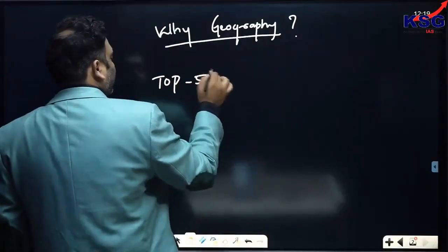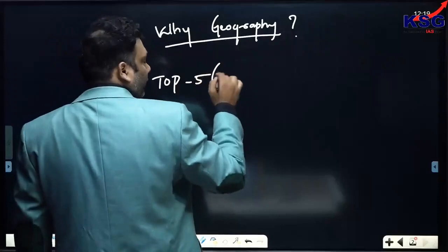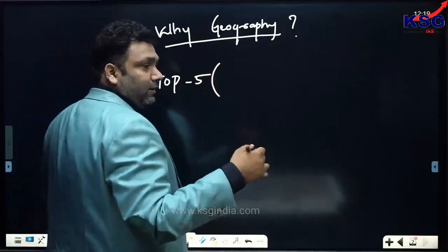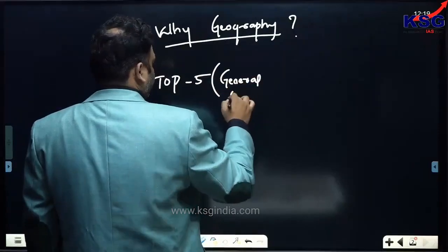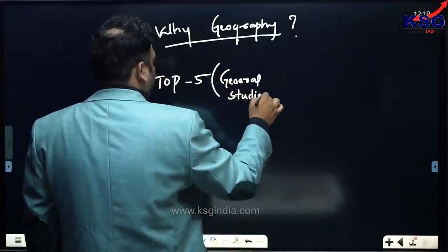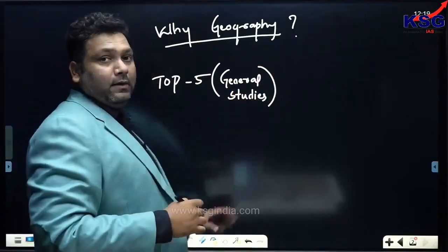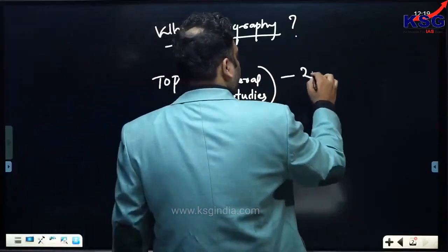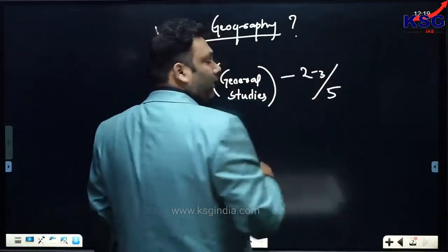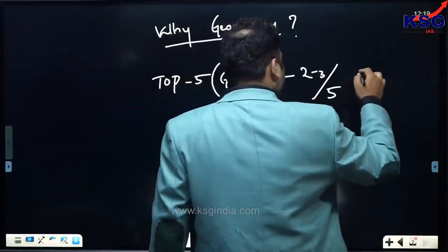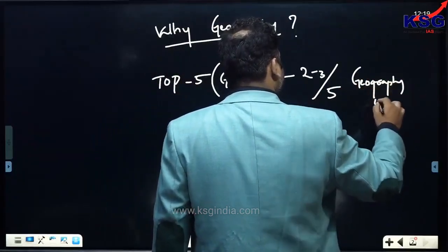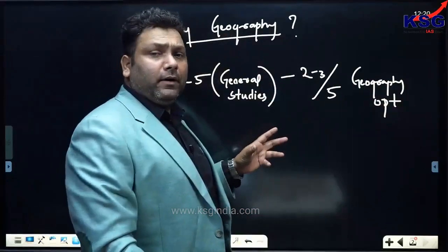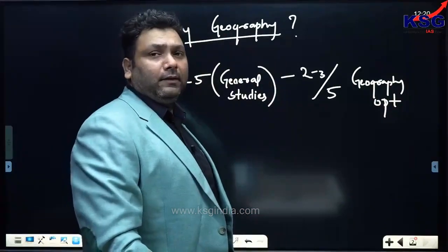Top 5 students of general studies, who have scored highest in the general studies. In this, minimum 2 to 3 out of 5 you will see from geography optional. Geography covers so many aspects.